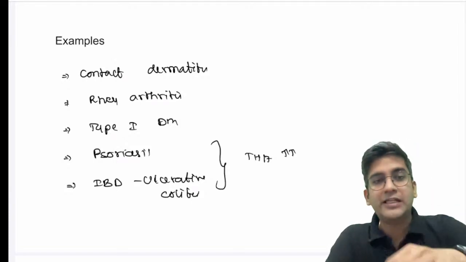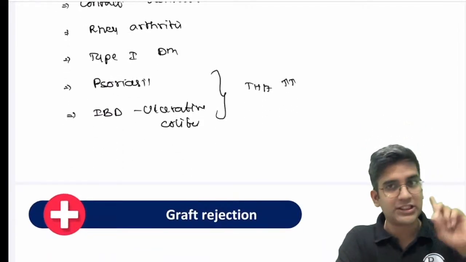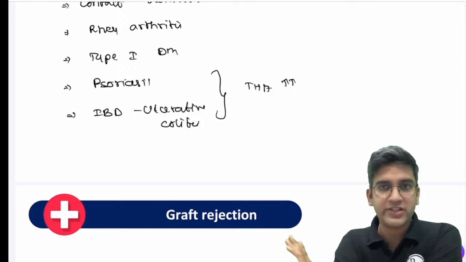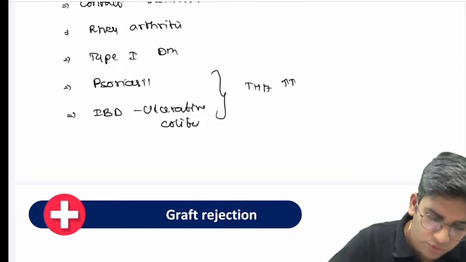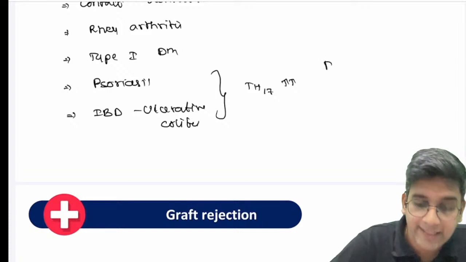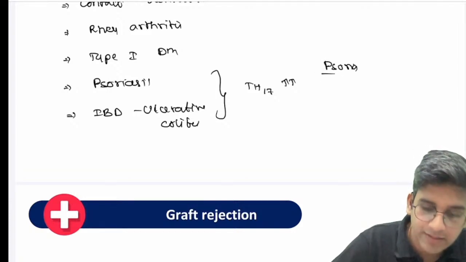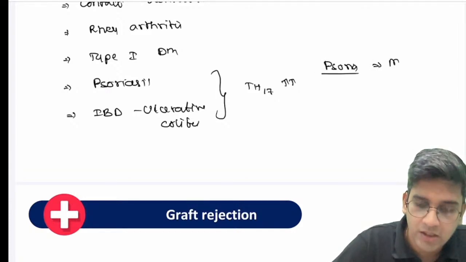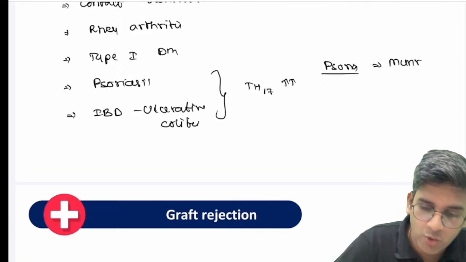No, Samantha. Atopic dermatitis, atopy is allergy. That's type 1. Contact dermatitis, type 4. Fine. So in both of them, you'll have TH17 more. That's why in case of psoriasis, there's an abscess called Munro's microabscess.